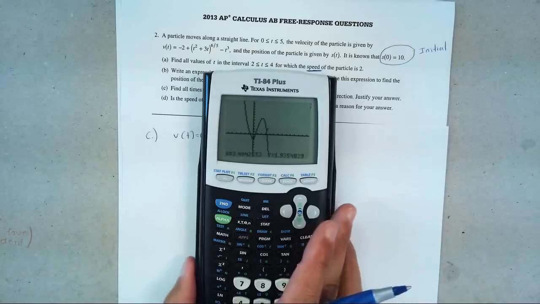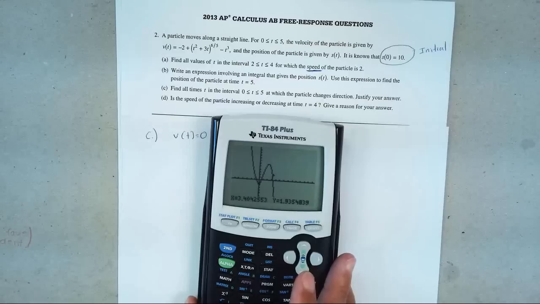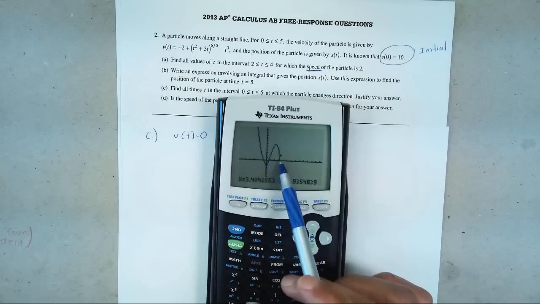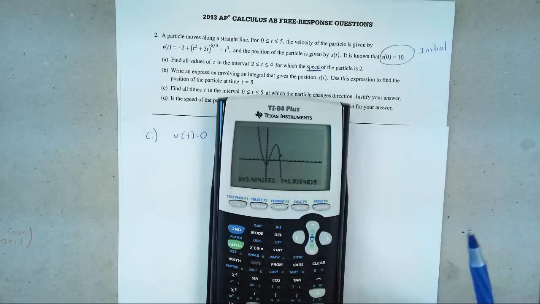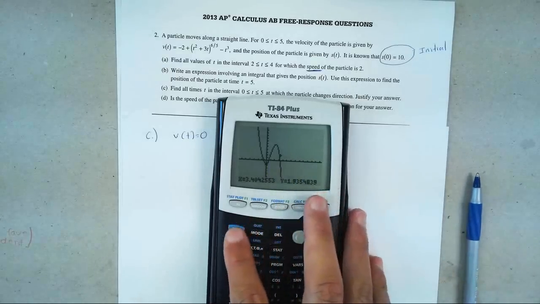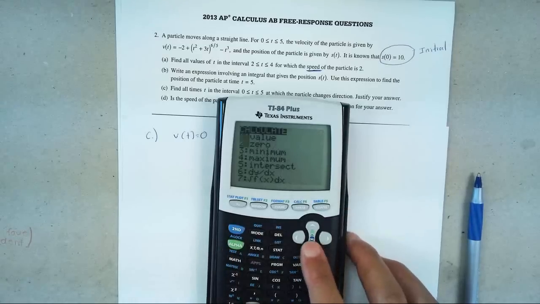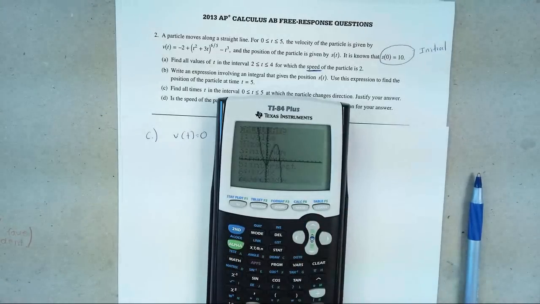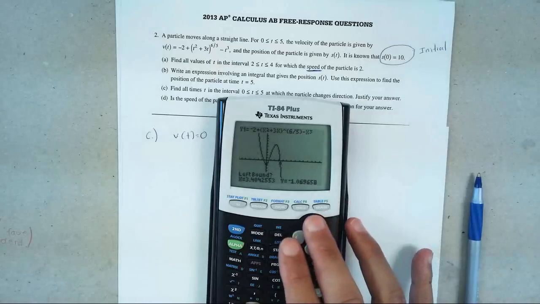Now you got to remember, they're asking you for times between 0 to 5. So the only times I know are 0 to 5 are right here and right here. Well, I want to find where it's equal to 0. So that's, remember, second trace in calc, and it's going to tell you all these options. Because I care about zeros, the x-intercepts, I'm just going to press 2, and then they'll say left bound.